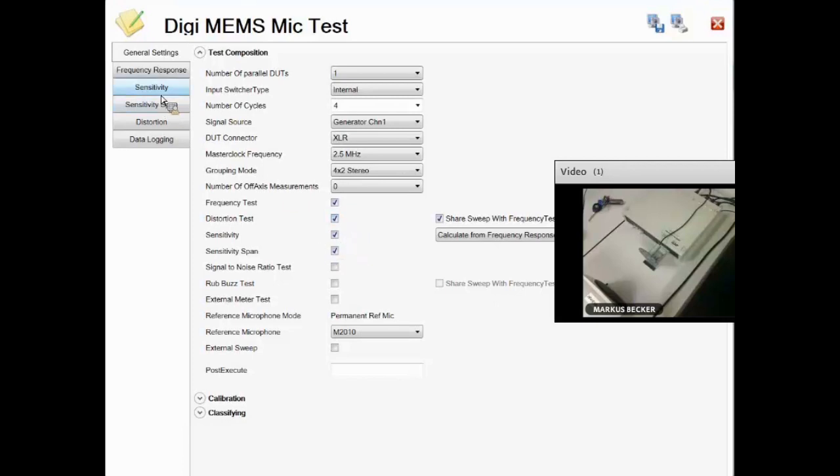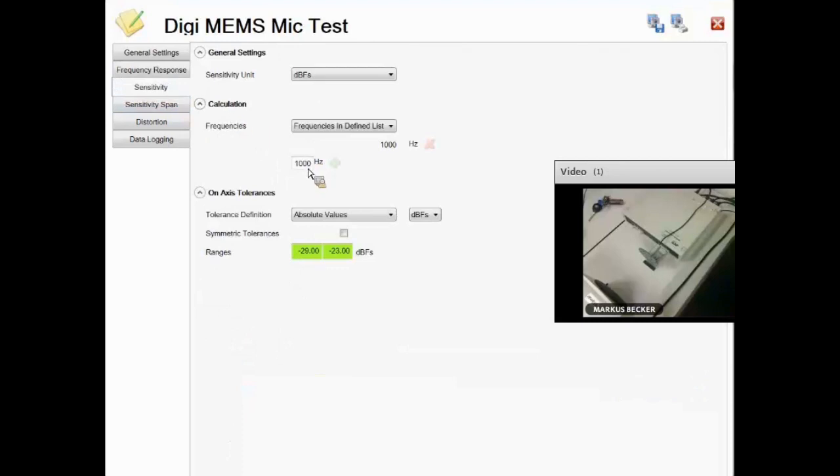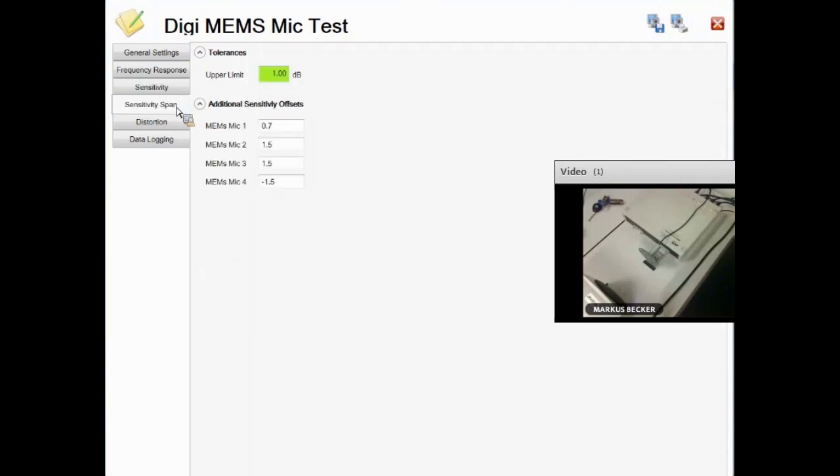Now let us take a look at the definition of this test signal. We have a bandwidth from 100 Hertz to 10 kilohertz, which is quite typical for MEMS mics. Then let's take a look at the sensitivity. We are testing the sensitivity at 1 kilohertz. Here we have the definition for the sensitivity span. So here you can see the 4 values for the 4 MEMS microphones, 0.7 to 1.5.